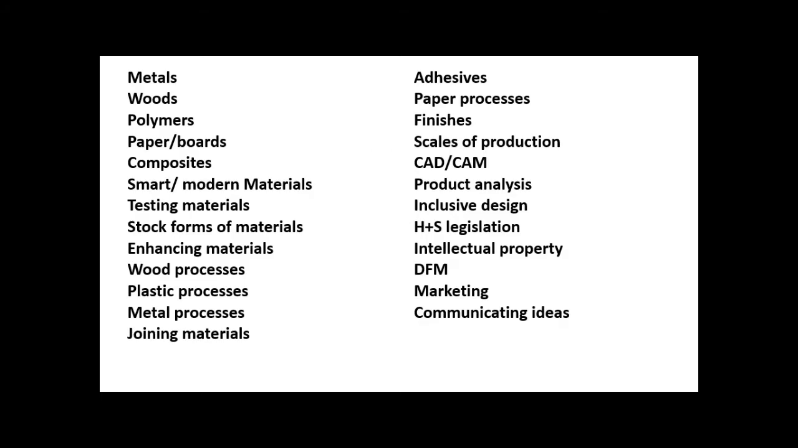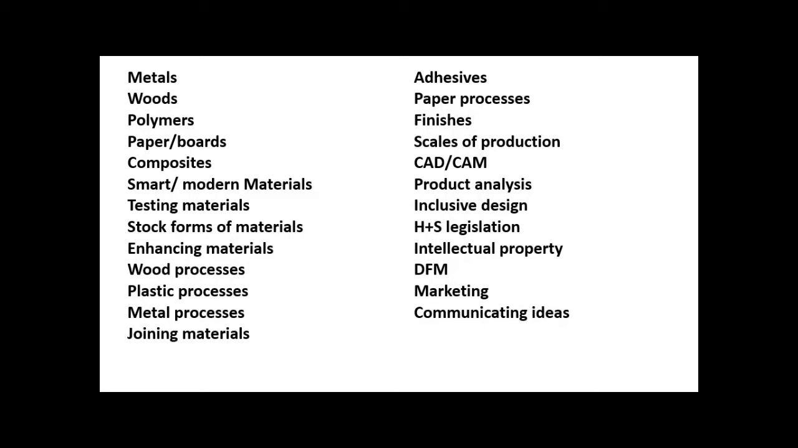So the content that can come up on paper one is on the screen now. So metals, timbers, polymers, papers and boards, composites, smart materials, test materials, stock forms, enhancing materials, timber processes, polymer processes, metal processes, joining materials, adhesives, paper processes, finishes, scales of production, CAD/CAM, product analysis, inclusive design, health and safety legislation, intellectual property, designing for manufacture, marketing and communicating ideas.